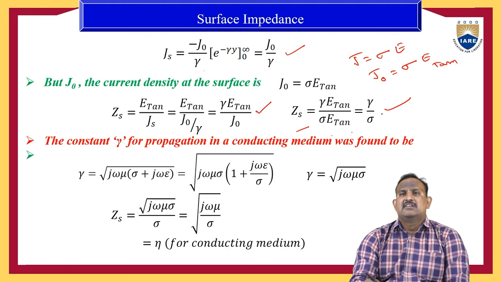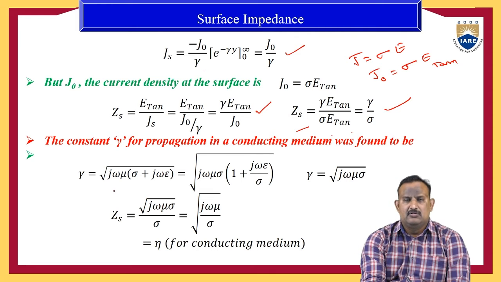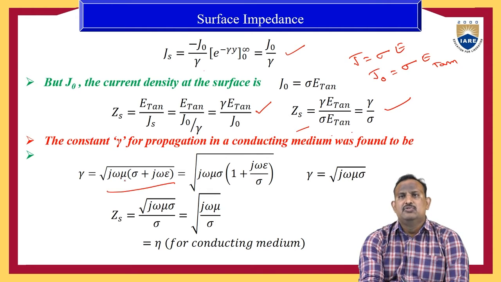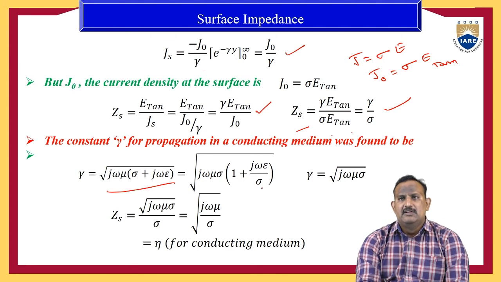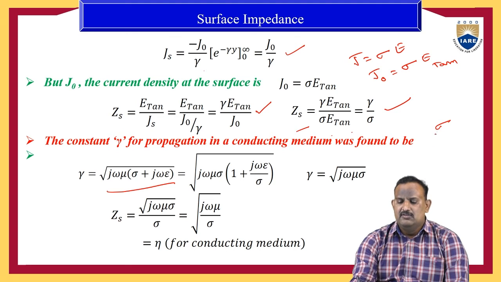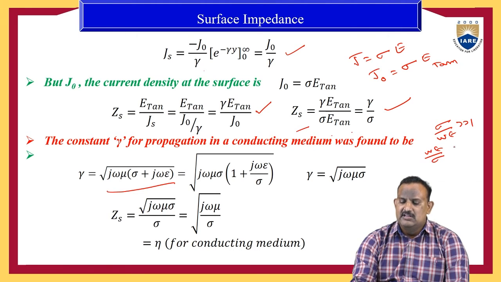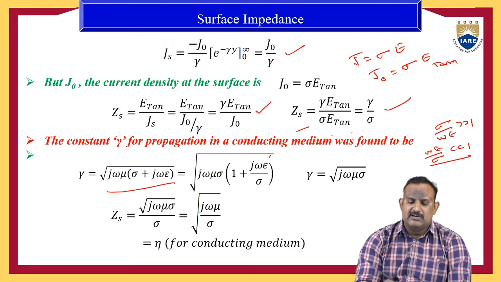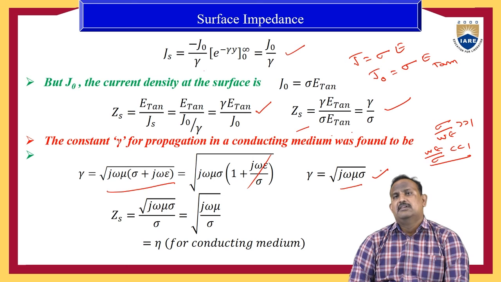So therefore, the constant gamma for propagation in conducting media was found to be gamma is equal to root of j omega mu into sigma plus j omega epsilon. So here if you take a common of sigma in the equation, j omega mu sigma into 1 plus j omega epsilon by sigma. So for a perfect conductor, sigma by omega epsilon is very much greater than 1. So here we have omega epsilon by sigma, which is very much less than 1. Therefore, we can ignore this part. Therefore, we have gamma is equal to root of j omega mu into sigma.